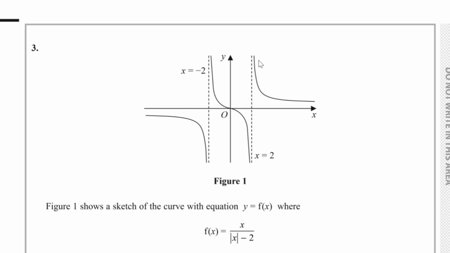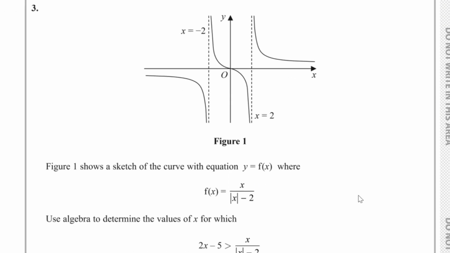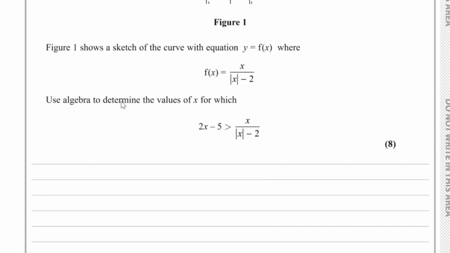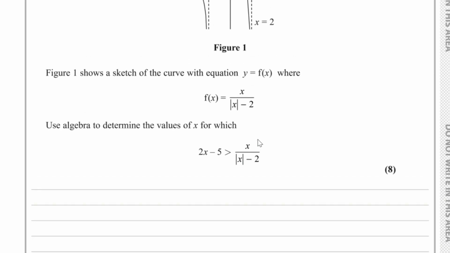Question number 3. Figure 1 shows a sketch of the curve with equation y equals f of x, where f of x is equal to x over the mod of x minus 2. We have to use algebra to determine the values of x for which 2x minus 5 is greater than x over the mod of x minus 2.